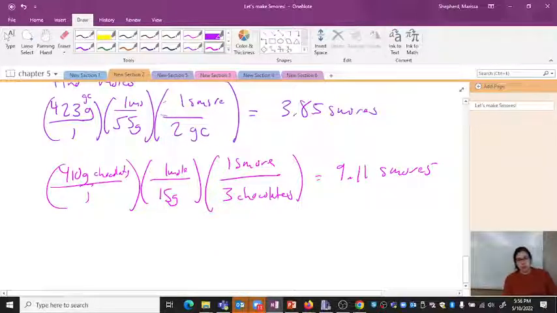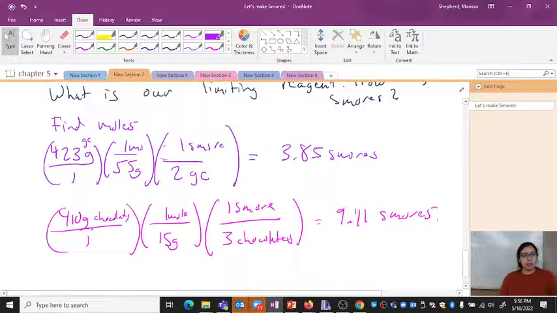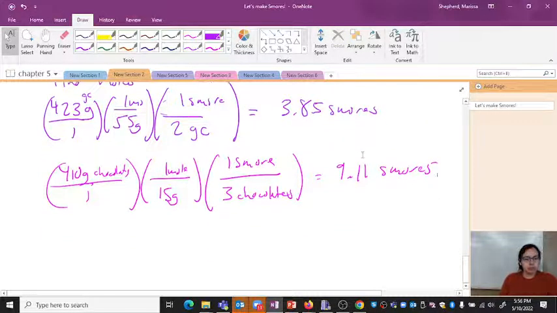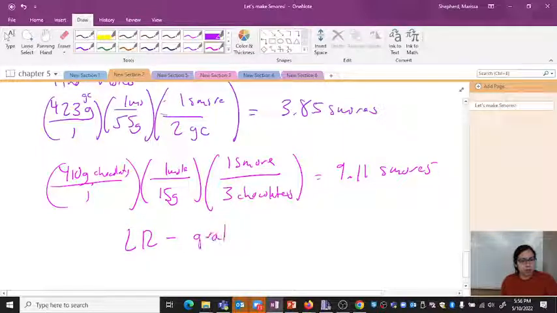And then for this limiting reagent problem, you're trying to figure out who was the least. And so what's our limiting reagent? Which one will run out first? Graham crackers. So then our limiting reagent is graham crackers.